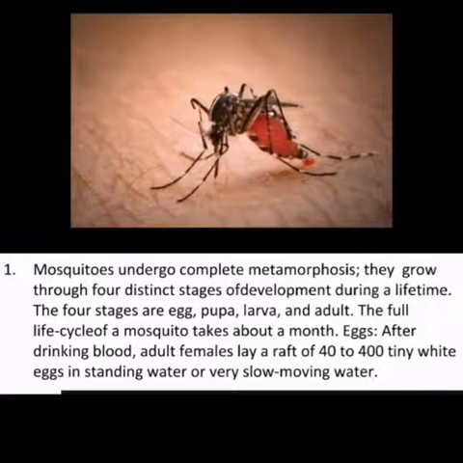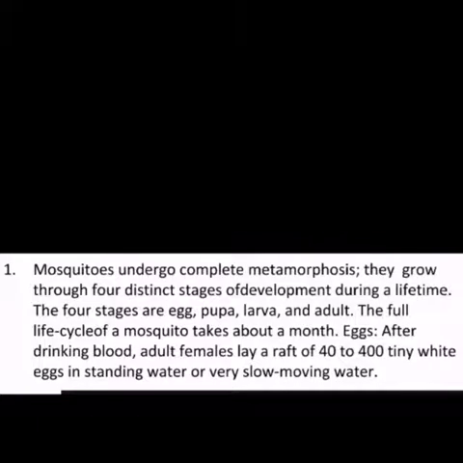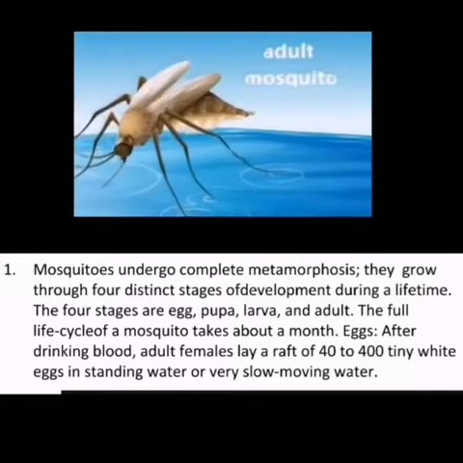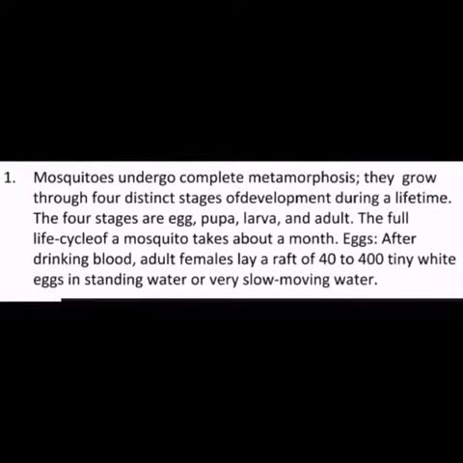Mosquitoes undergo complete metamorphosis. They grow through four distinct stages of development during a lifetime. The four stages are egg, pupa, larva, and adult.